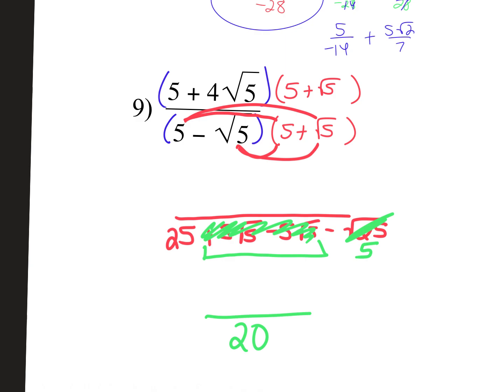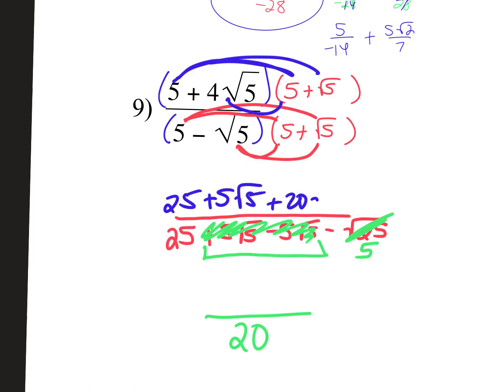So now let's go on the top. We'll FOIL the top out. What is 5 times 5? 25. What is 5 times the square root of 5? 5. Plus 5 square root of 5. Yep, stick it together. What's 4 square root of 5 times 5? Yep, 20 square root of 5. And then what's 4 radical 5 times radical 5? Yep, 4 radical 25. Good job, Shania.